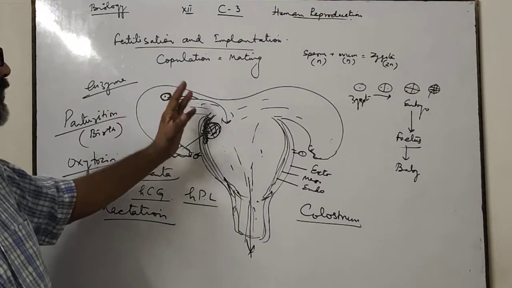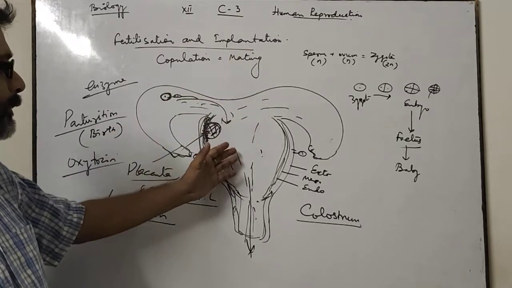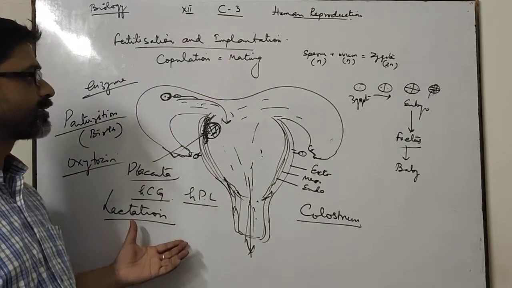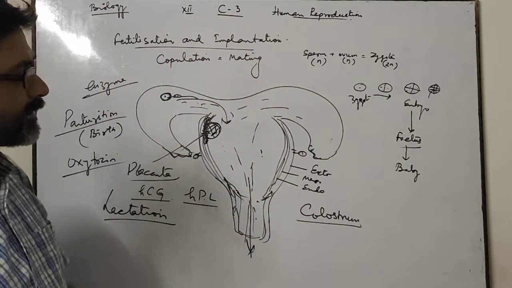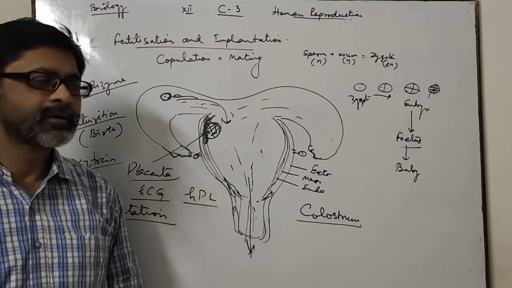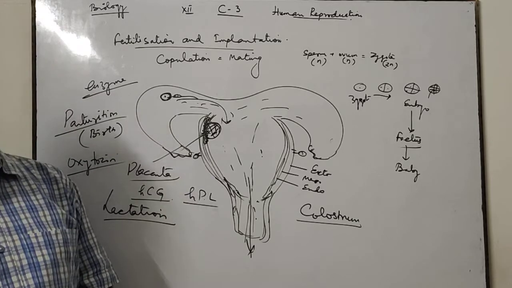This is all about fertilization, implantation, embryo development, parturition and lactation. These are the various topics related to human reproduction. In my next lecture, I will discuss the 4th chapter. That one is reproductive health.